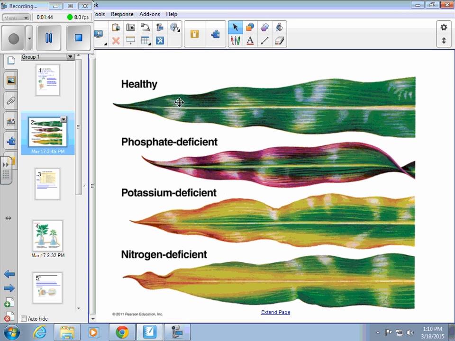And here's an example of what a healthy leaf would look like, and then what it would look like if it were deficient in one of those nutrients. All of these problems are easy to fix. It does not mean that the plant is going to die. Fertilizer will have to be added to the soil in certain amounts. Most fertilizers have phosphorus, potassium, and nitrogen in them in different percentages, and you have to add the appropriate amount for the need of your soil.